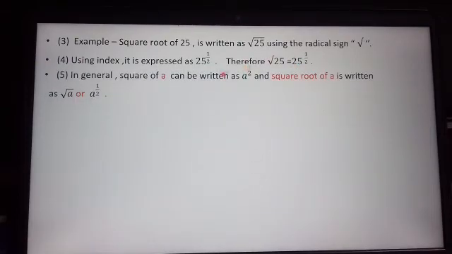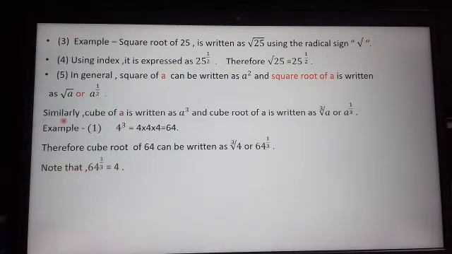In the third, the generalization: if you are writing the square of a, it can be written as a square. And if you are writing the square root of a, it can be written as square root of a or a to the power 1 upon 2 in the index form. Similarly, the cube of a is written as a cube, and the cube root of a can be written as cube root of a or a to the power 1 upon 3.